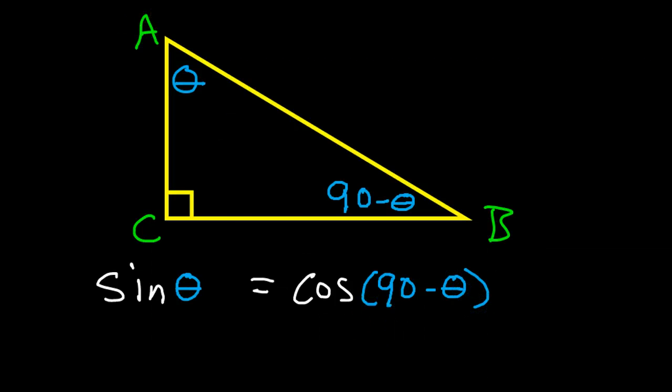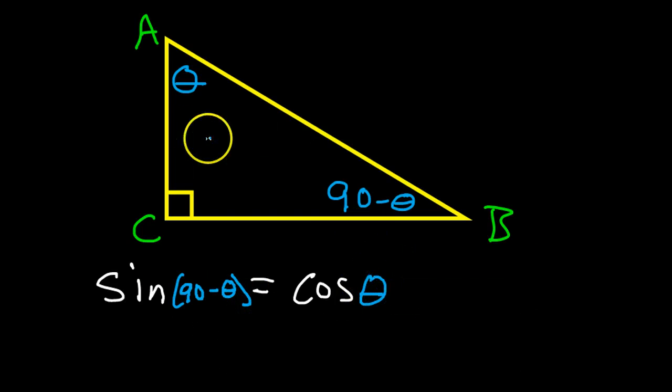Okay, or I could have said it the other way around. Whoops, I raced too much, my friend. I could have said it the other way around, and I could have said the sine of 90 minus theta will equal the cosine of theta, okay? Because I'm saying the sine of one angle will equal the cosine of the other angle. Doesn't matter which one is which. Okay? That is what I'm telling you is true.